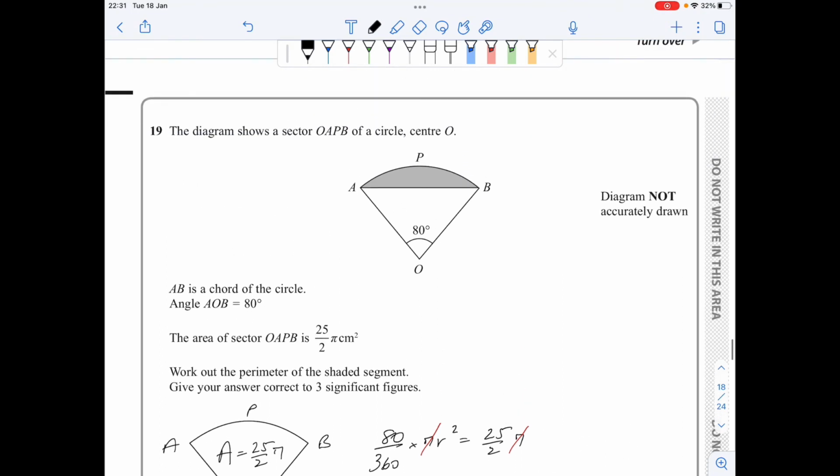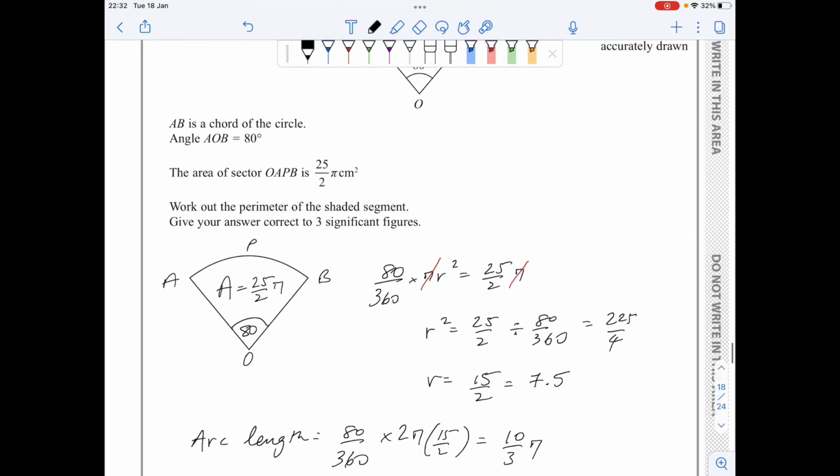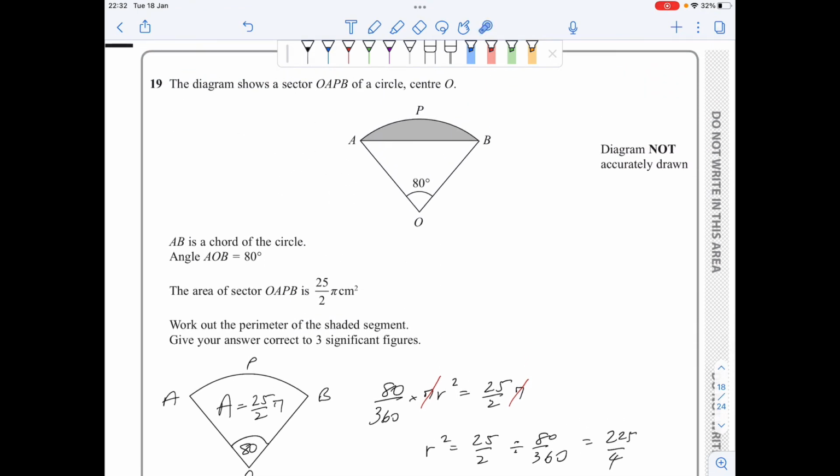And then to find the perimeter, first I'm going to find the arc length, this one, and then I'll find the straight line AB. Now the arc APB can be found using the following formula. So arc length equals to 80 over 360 times 2 pi r, and my r is 15 over 2. And this will give me 10 over 3 pi. And now what is left is to find the length AB.